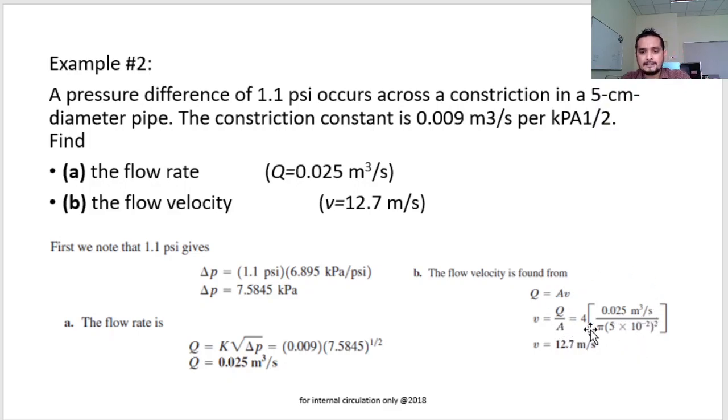This is also very straightforward. Please practice by yourself to see a common mistake that you may make. What is most important in this example is to convert PSI and centimeter into the SI unit before performing the calculations. Okay, that's about it for the flow example.